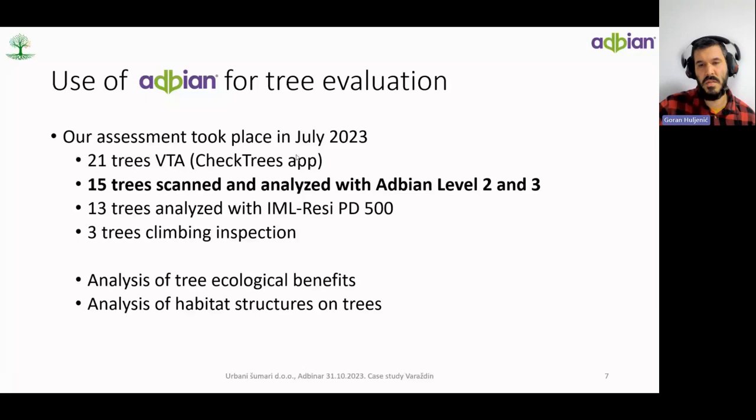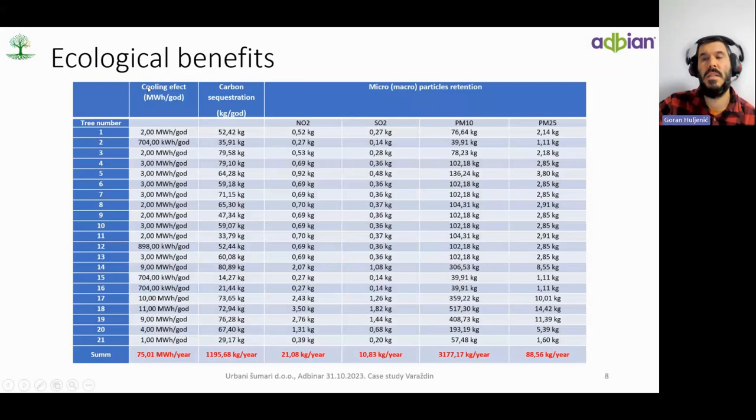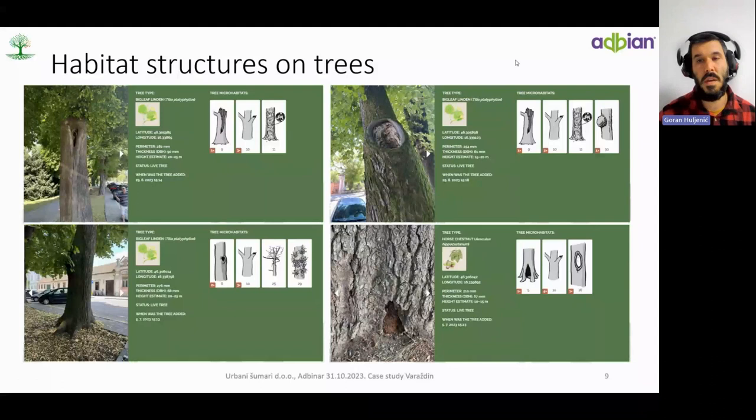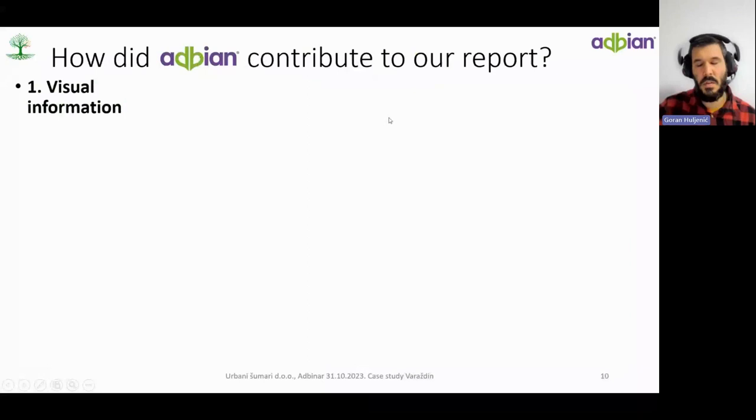With the ecological benefits, it was very nice to assess that these trees have a very big impact on the microclimate of the street and park, and how many micro and macro particles they retain per year. So this was just one plus point why these trees should be preserved. We also recorded the habitat structures on the trees with the catalog of tree microhabitats of Europe. And this was all very important so we can display the importance of the trees, why we want to preserve them, and evaluate their safety.